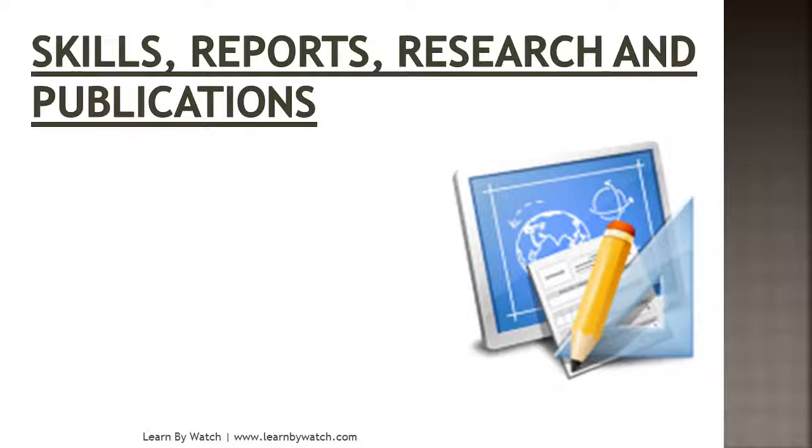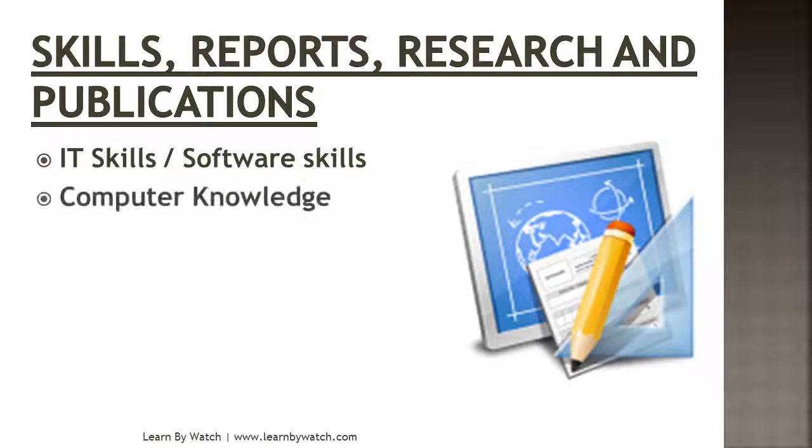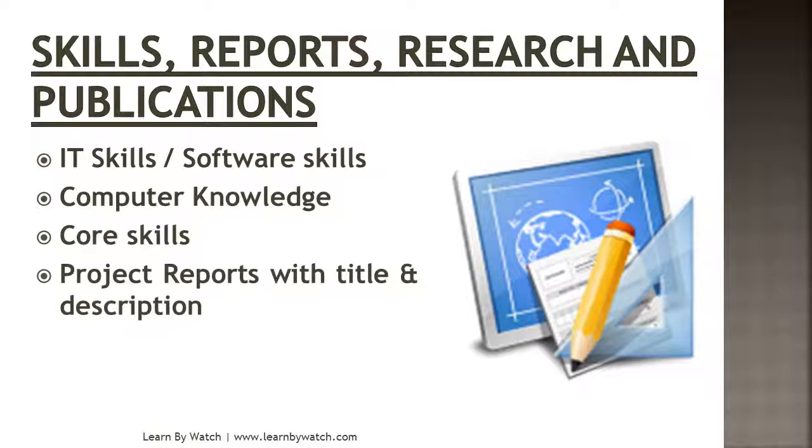Next is skills, reports, research and publications. The next section you have to write is your skills, whatever skills you have. IT skills or software skills, write it properly. In IT skills you can write any computer related courses you have done like Java, C++ or any operating system which you can work on. Write your software skills like any languages you know, or any computer knowledge, core skills, technical skills. Project reports with title and description.